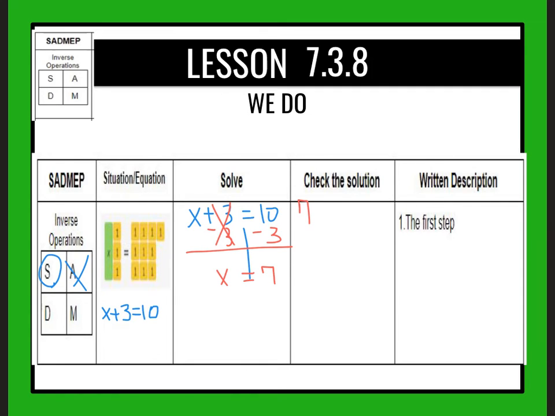Can I check my solution of 7? Yes, 7 plus 3 is 10, and does that equal 10? Does 10 equal 10? I'm going to say yes, the solution of 7 makes that equation true. So the first step that I did was subtract 3 on both sides, and that's how I found my solution.